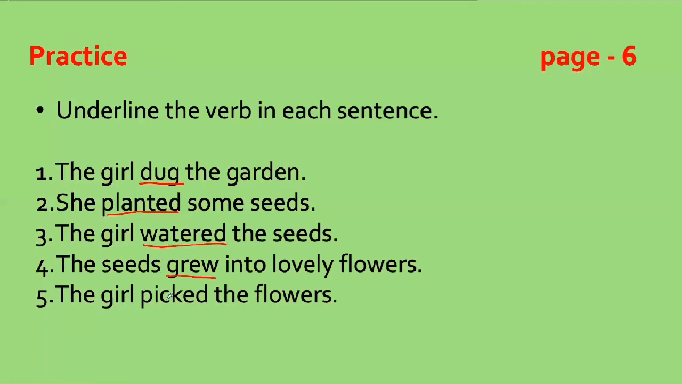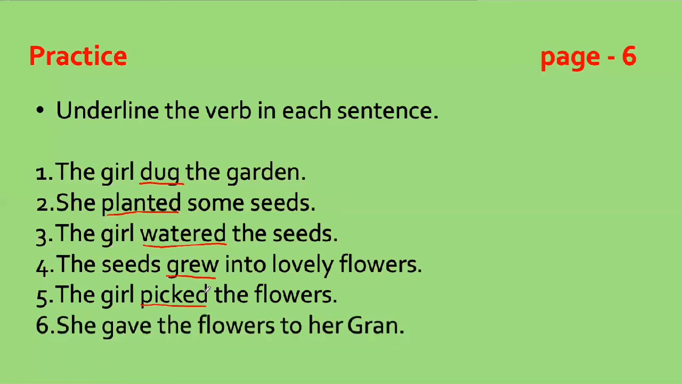The girl picked the flowers. What is the verb here? What did the girl do? She picked the flowers. So here the verb is picked. Okay. Underline the verb in your books. Very good. Now moving towards the last sentence.